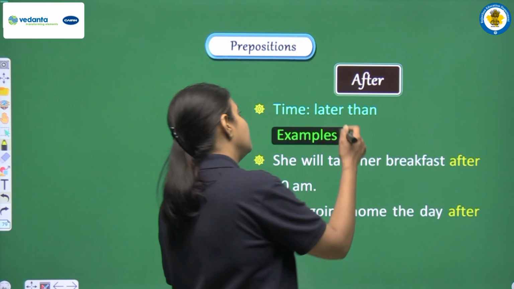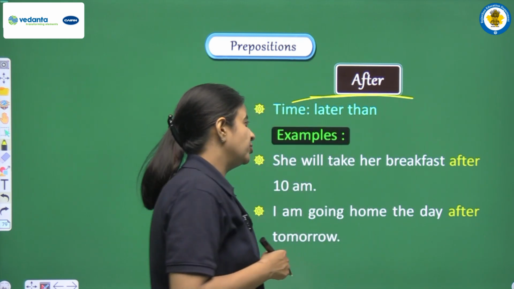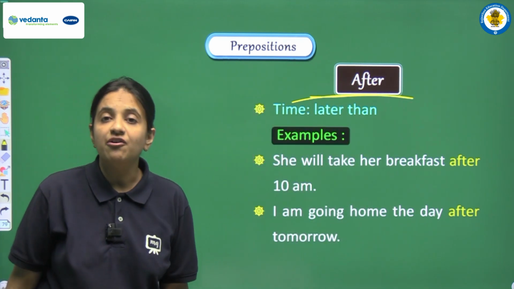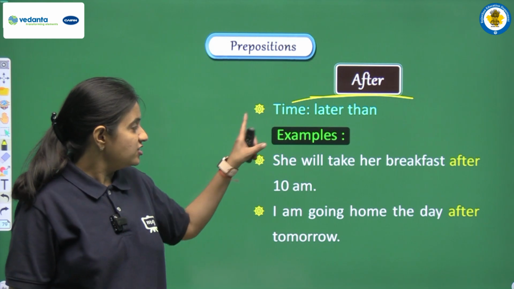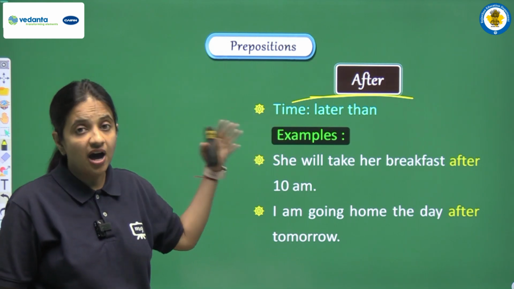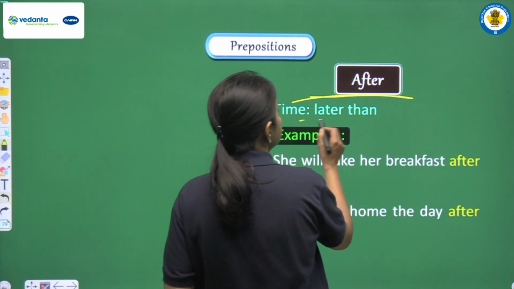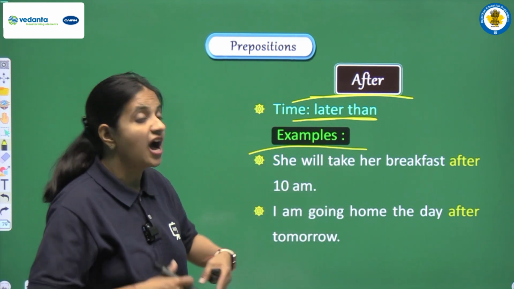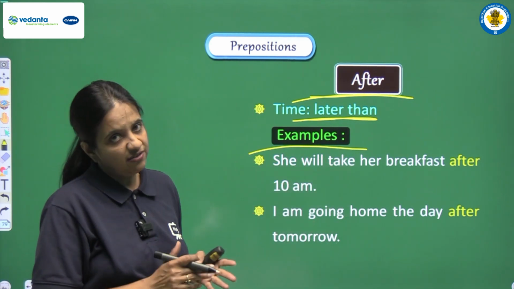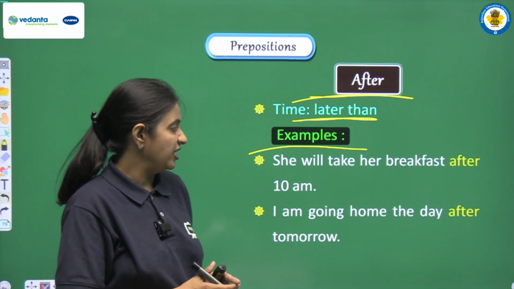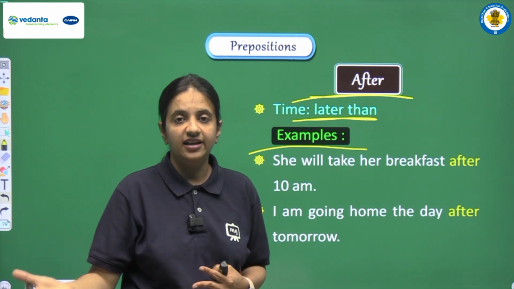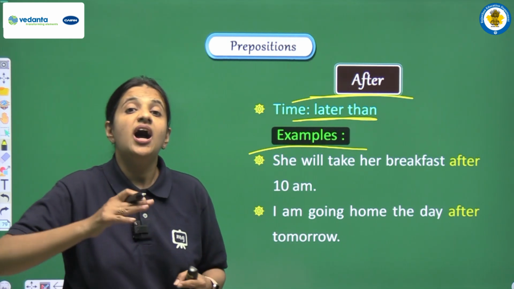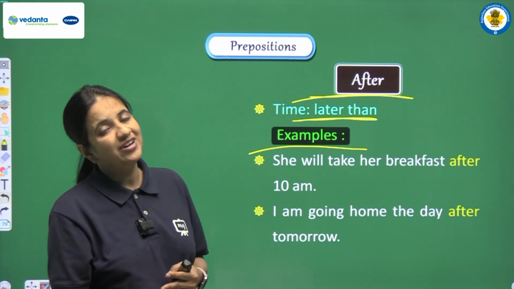Moving on, we are having another new preposition in front of us, that is "after". Let's see. It is used to show time, that is, later than. Let's see the examples. She will take her breakfast after 10 a.m. Here we are saying that she will take her breakfast only after 10 a.m., when it is 10 a.m. After that time, she will have her breakfast.